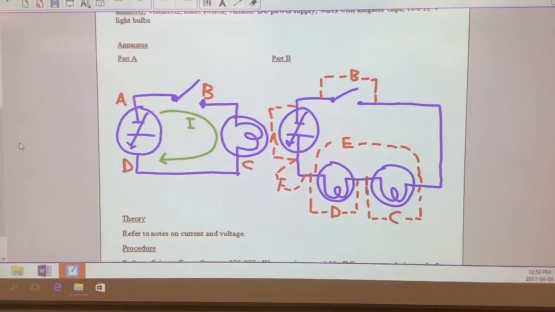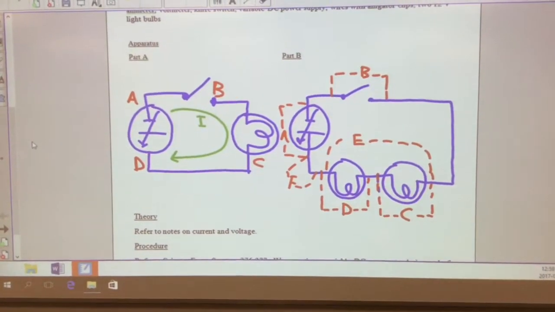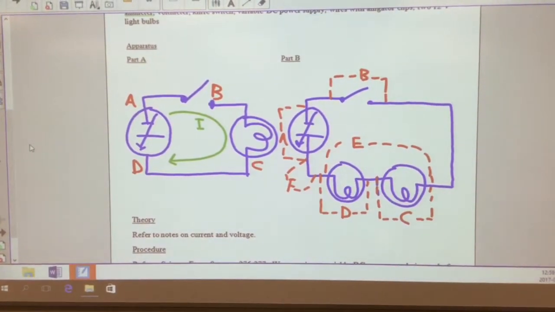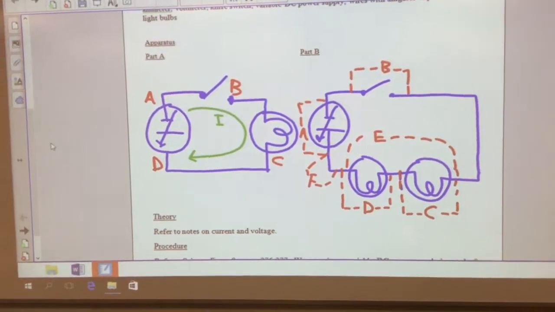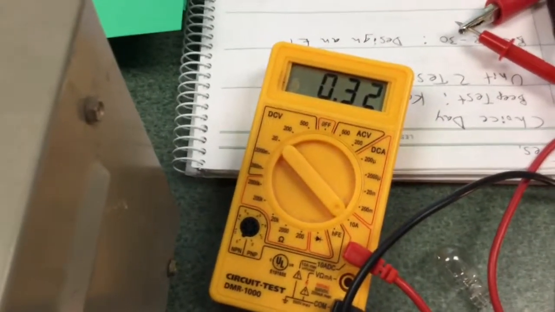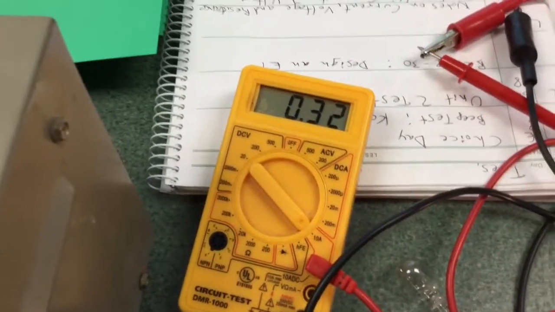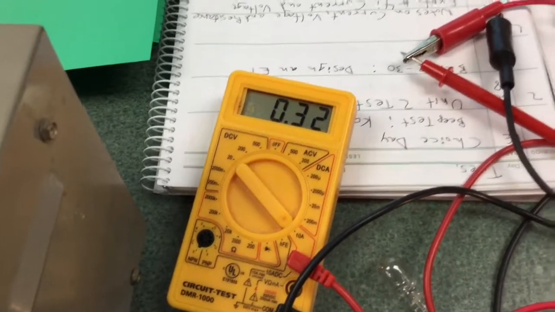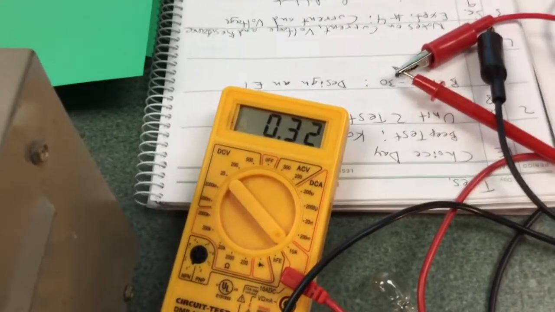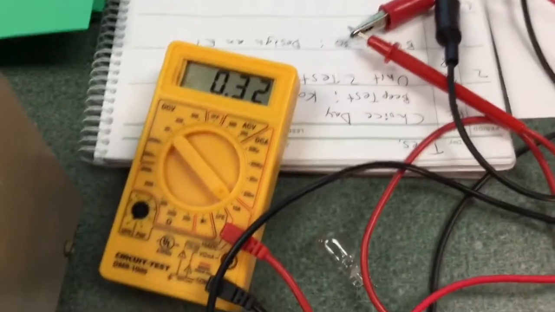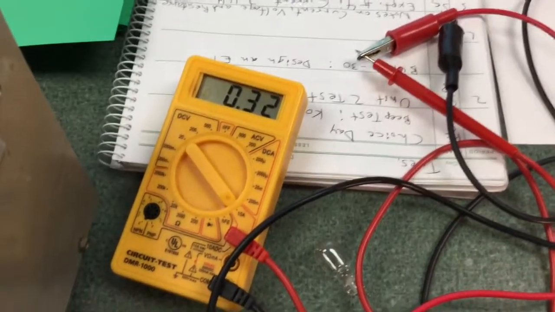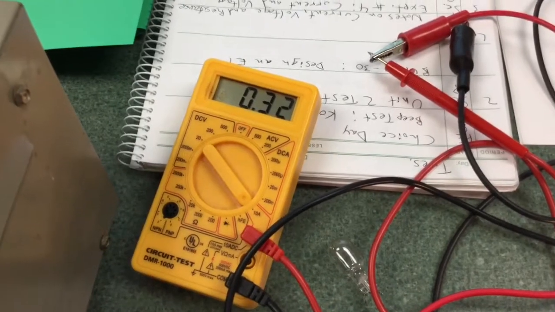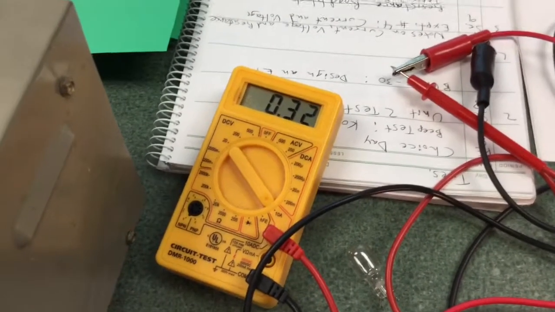Here we are now at point D, measuring the current right before the current goes back into the power supply at the positive end. We take a look at our ammeter. Again, it reads 0.32 amps or 320 milliamps. So that indicates to us that the current has been the same all the way through. It hasn't changed. I'm now going to pause the video while we get set up for part B.